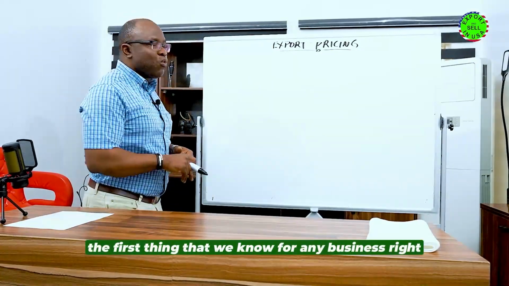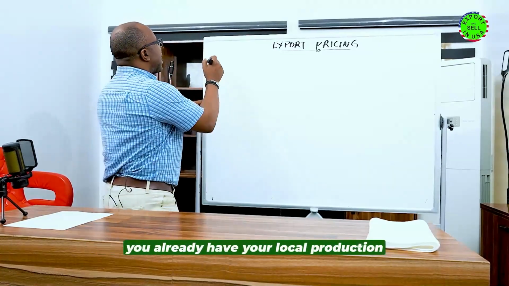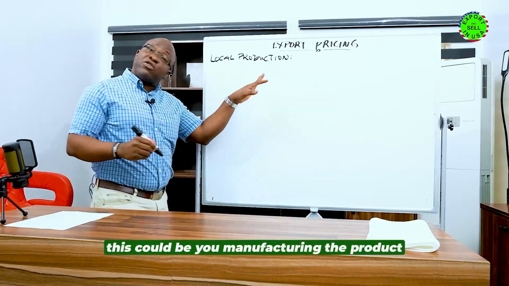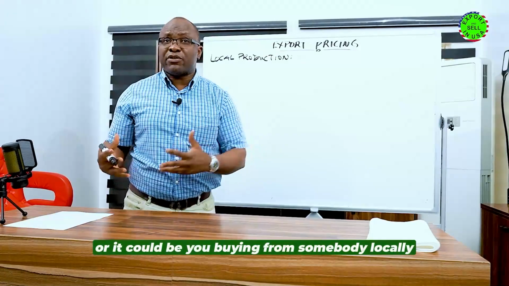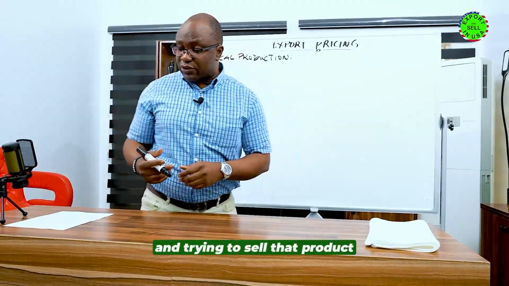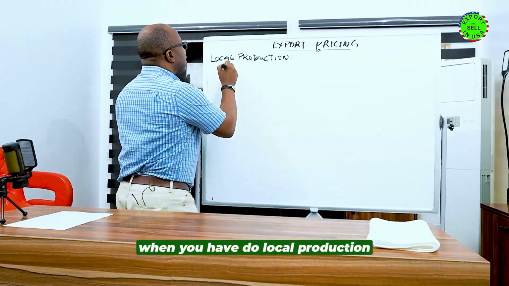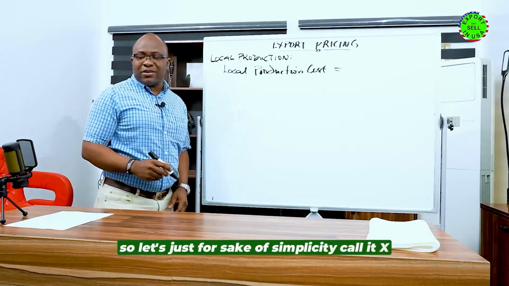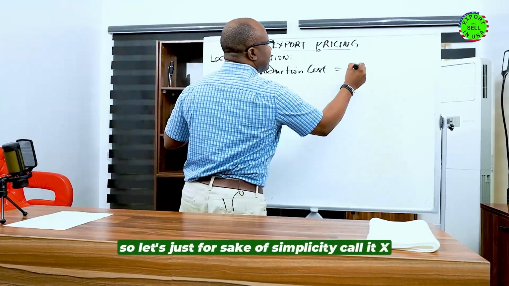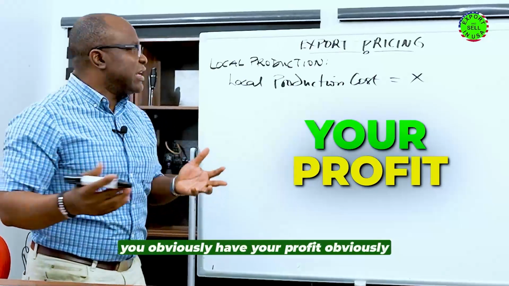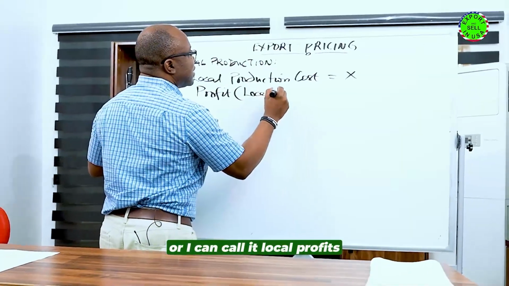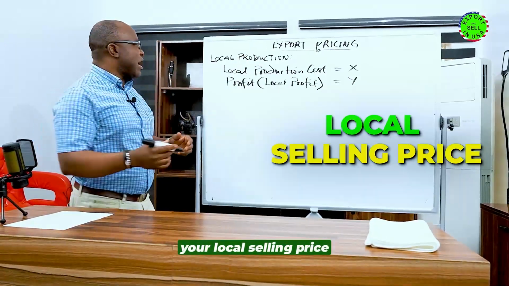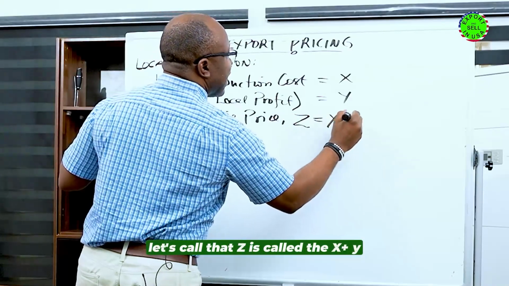The first thing that we know for any business, right? You already have your local production. You are already selling locally. This could be you manufacturing the product, or it could be you buying from somebody locally and trying to sell that product. So obviously, when you do local production, you have your local production costs. Let's just, for sake of simplicity, call it X. You obviously have your profit, or I can call it local profit, whichever one you want to call it. And let's call that Y. Your local selling price, let's call that Z, is equal to X plus Y.